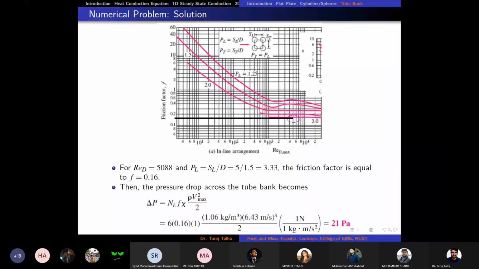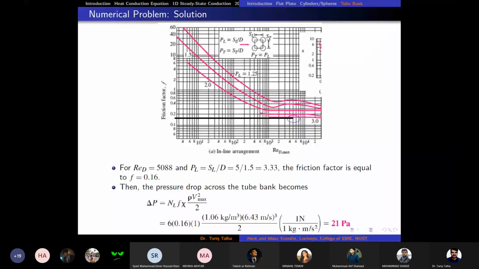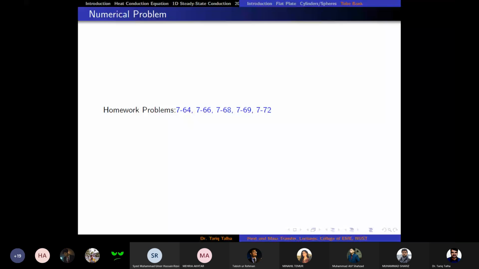If there is any query, you can ask. Otherwise, there are practice problems, actually 5 problems, that you can do at your own time to get you familiarized with different kinds of scenarios for the staggered arrangement. So I thought that I would give you these practice problems for the time being.